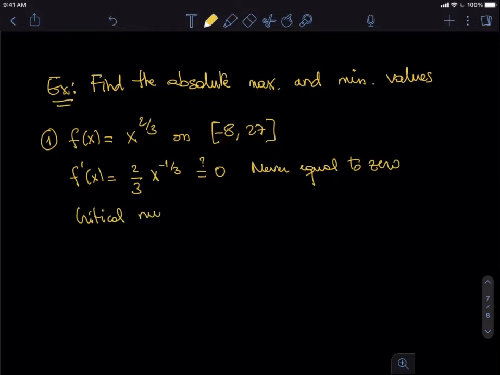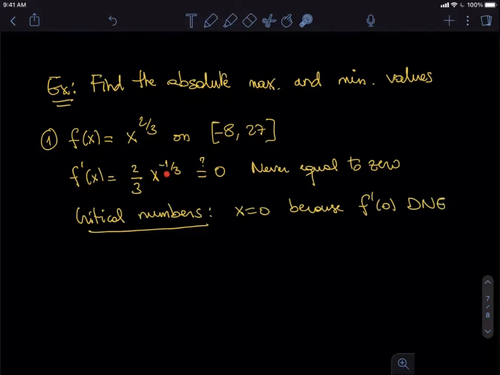The critical numbers are the points where f prime is 0 or is not defined. So x equals 0 is a critical number because f prime of 0 is not defined, does not exist. You see here the derivative has x to the -1/3, so that is a limit that does not exist as x approaches 0.